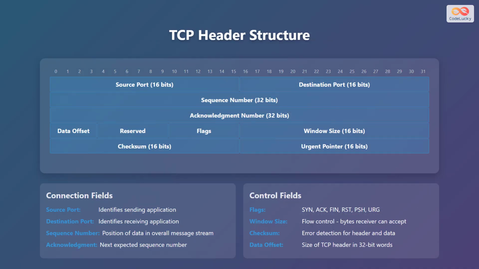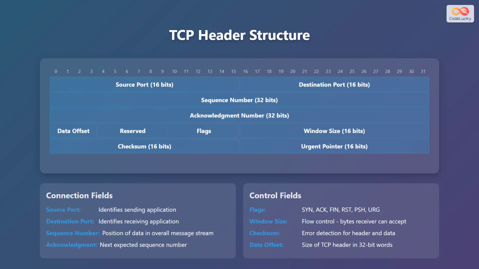Let's take a look at the structure of a Transmission Control Protocol header. First, we have the source port, which is 16 bits long, identifying the sending application. Then we have the destination port, which is 16 bits long as well, identifying the receiving application. The sequence number is 32 bits long, indicating the position of data in the overall message stream. The acknowledgement number is also 32 bits long, indicating the next expected sequence number.